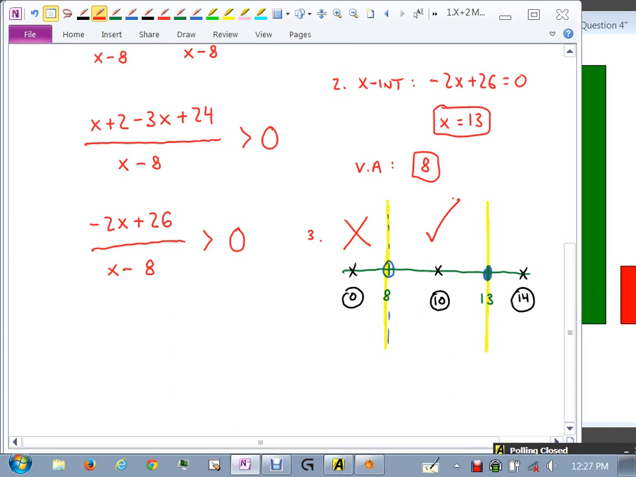14? No. Someone want to tell me what the answer is? 8 to 13. Parentheses on the 8 and the 13. Why did I not bracket the 13? It's a solid dot. Because the original inequality was greater than, strictly greater than, right? Okay, so this is it, 8 to 13.